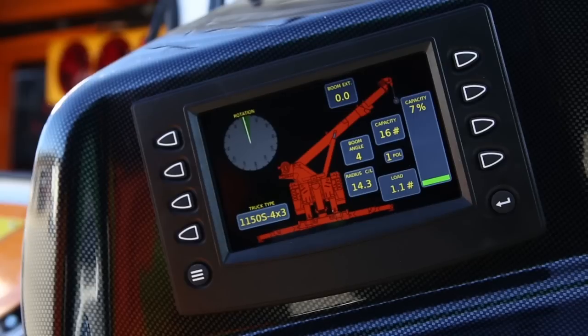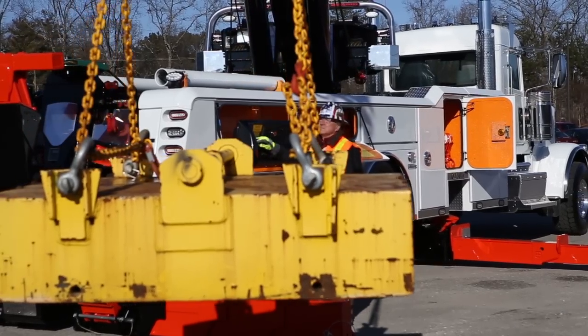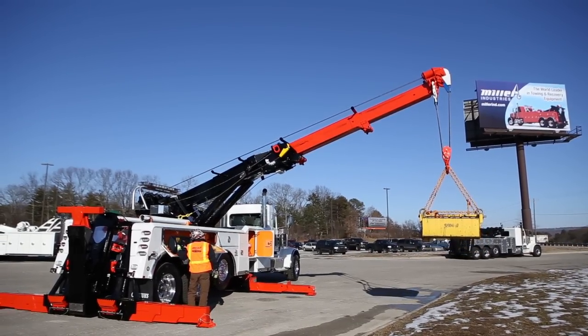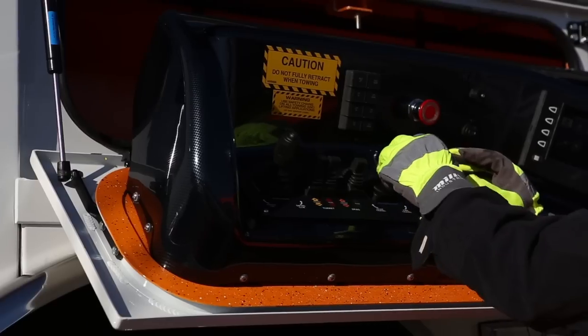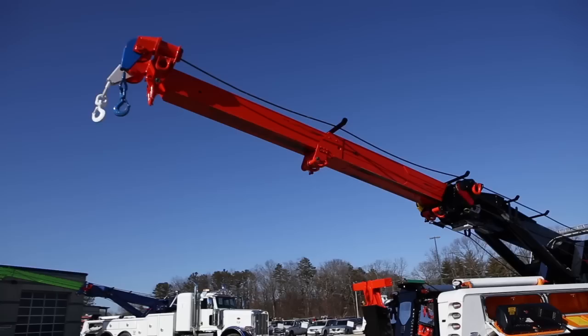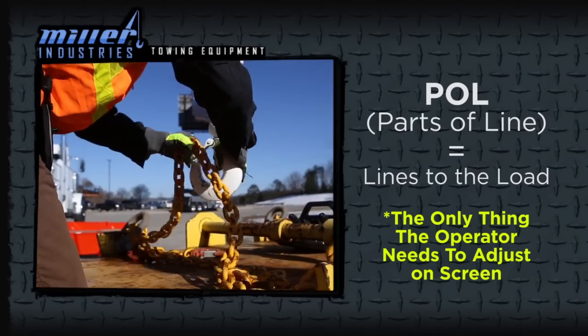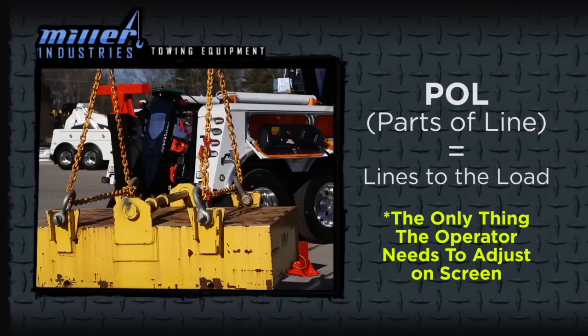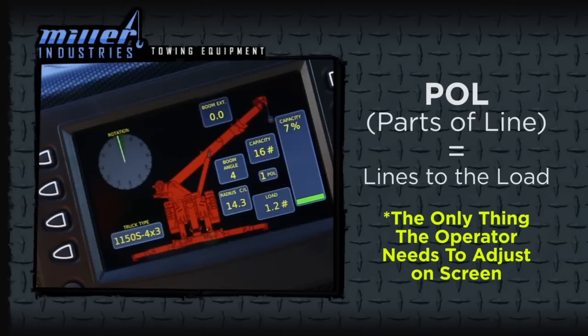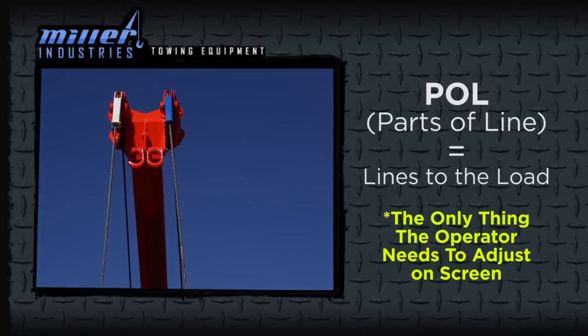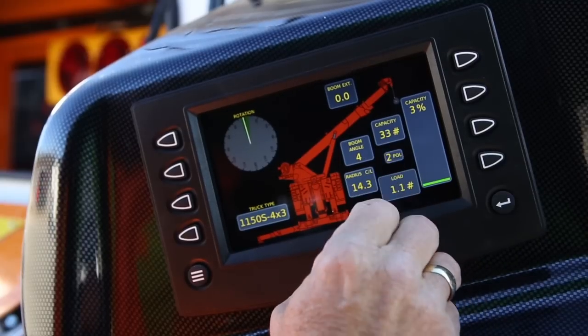The load sensing system not only organizes and displays this information based on the load you're lifting, it acknowledges the capacity that the unit is designed to lift based on the parts of line. The capacity number of your load is going to change based on the parts of line. Parts of line, also called lines to the load, is the only thing that an operator will need to adjust once they're on the load sensing page. But if it's not adjusted, capacities will automatically default to the lowest possible limit, for example, the working load limit on the wire rope.